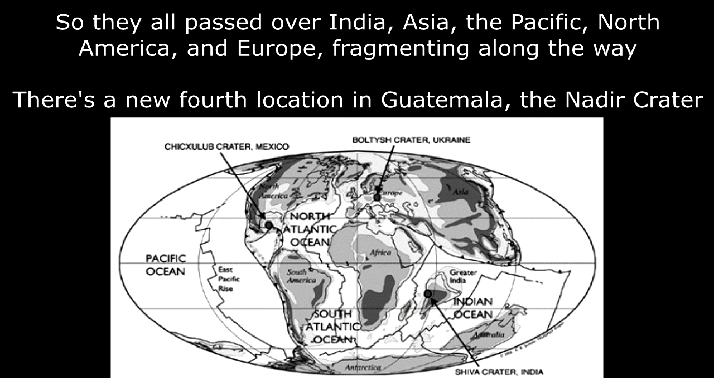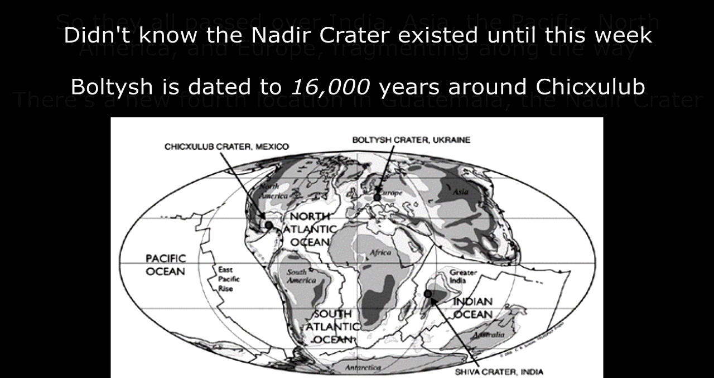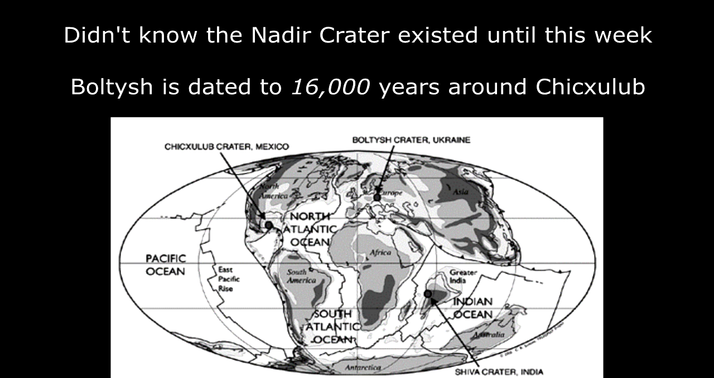And this rubble asteroid would have passed over India, and then continued across the Pacific Ocean, over North America, and then over Europe. And this was important because there's also another impact that can be attributed to the KT extinction boundary. Maybe not necessarily the event, but at around the same time. And this is the Boltysh crater found in central Ukraine. It's been radiometrically dated to around 90,000 years around the Chicxulub impact event.